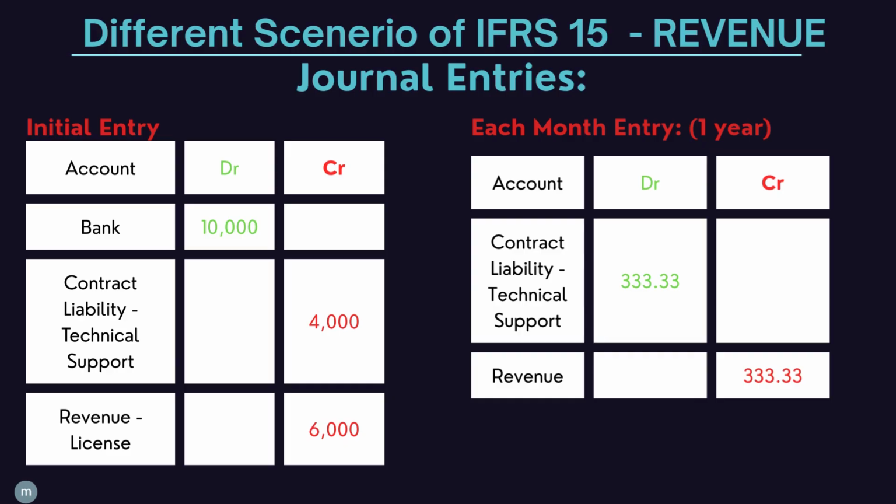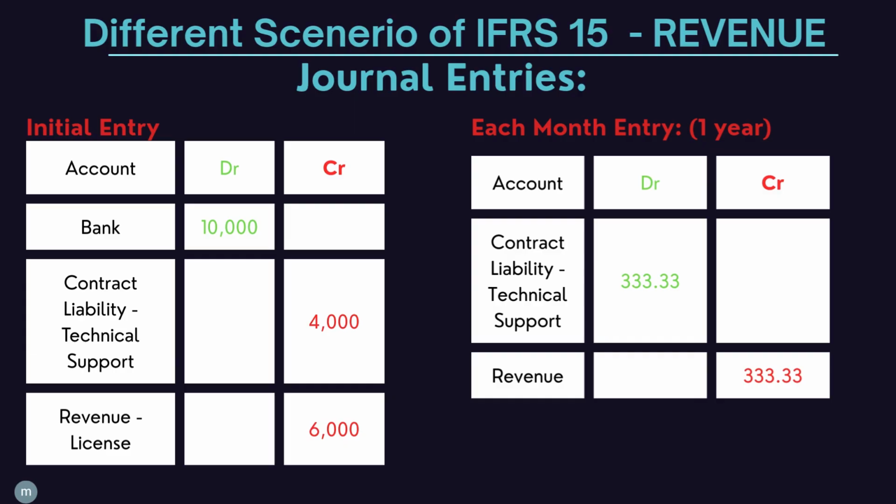Number one is the license. The license is delivered to the customer immediately and the customer gets to use it right away. So the revenue for that part is recognized immediately. But for number two, the technical support, which will be provided over the next 12 months, the support has not been delivered yet. The company still owes the customer 12 months of help. So that part stays as a contract liability until it's earned on a month by month basis.